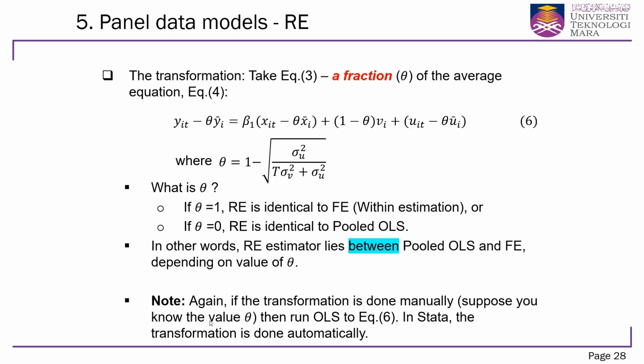So that is all about the random effect model. And one thing that you must remember is the key difference between the random effect model and fixed effect. Random effect assumes the presence of unobserved heterogeneity factor, but it is not correlated with the regressors. But the fixed effect model assumes the unobserved heterogeneity factor to be present and correlated with the regressors.